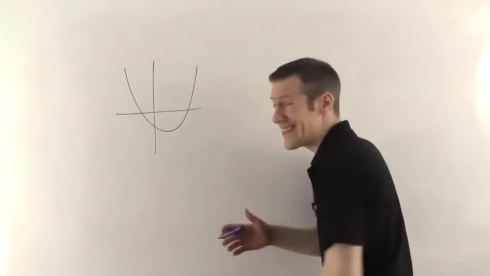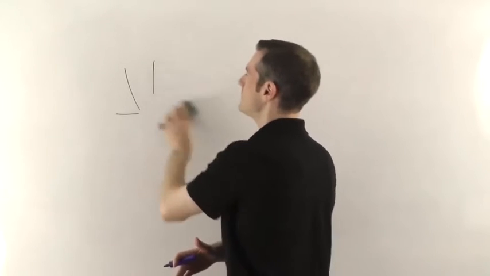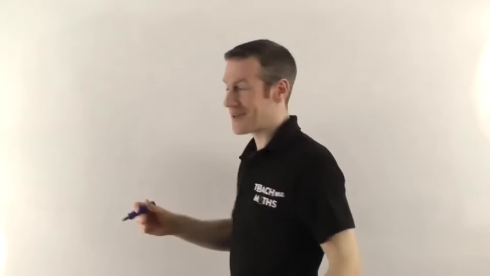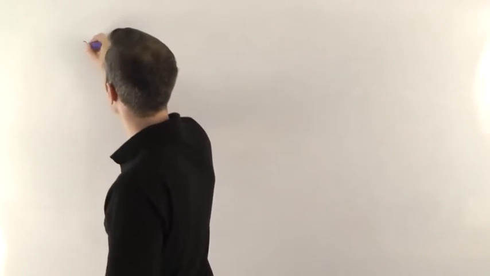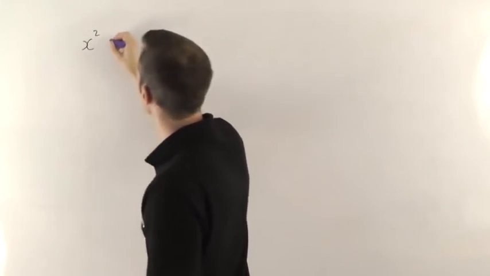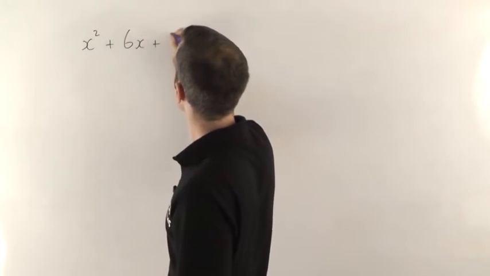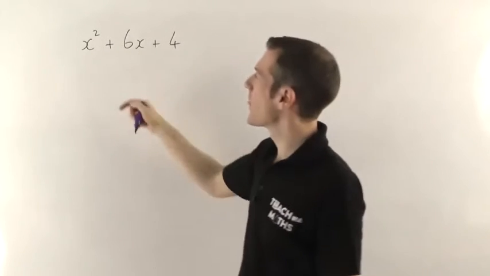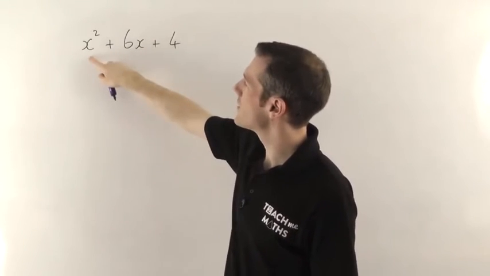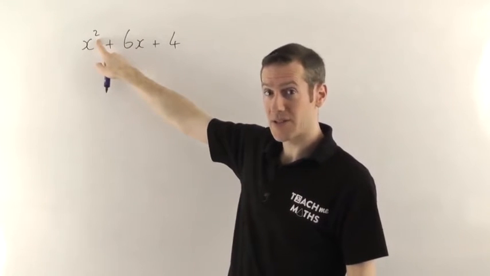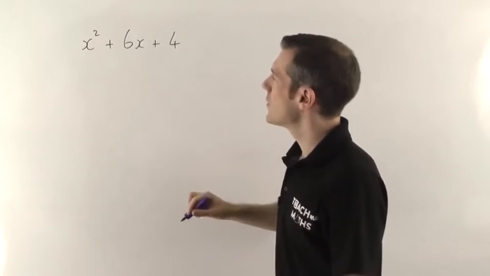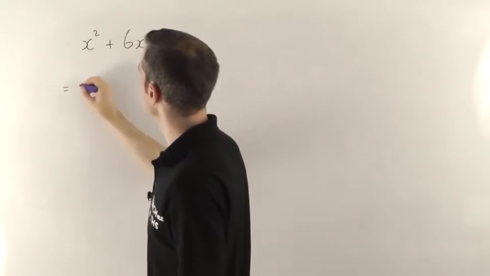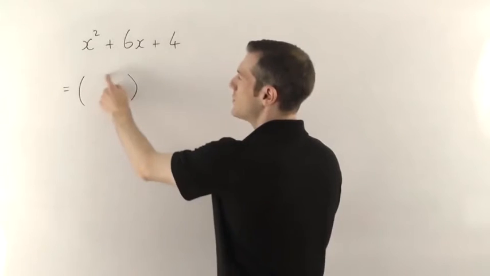Alright, so I think the easiest way to do this is with an example. So I'll just show you how to do it on an example and then I'll explain why it works. So we're going to have x squared plus 6x plus 4. So this is quadratic. We know it's quadratic because the highest power of the variable x here is a squared. That makes it quadratic.